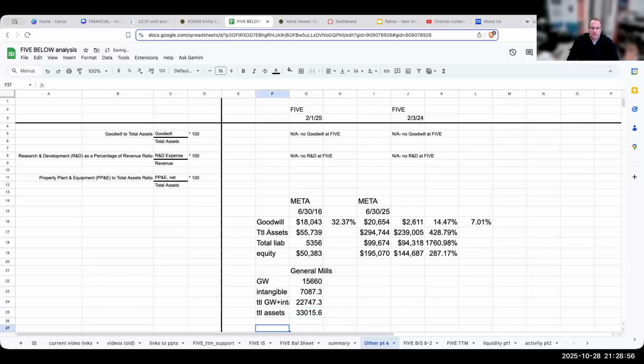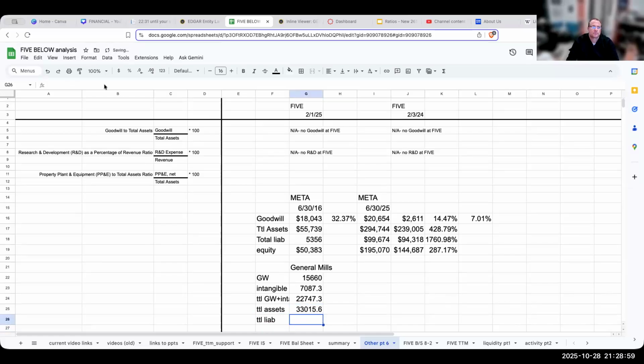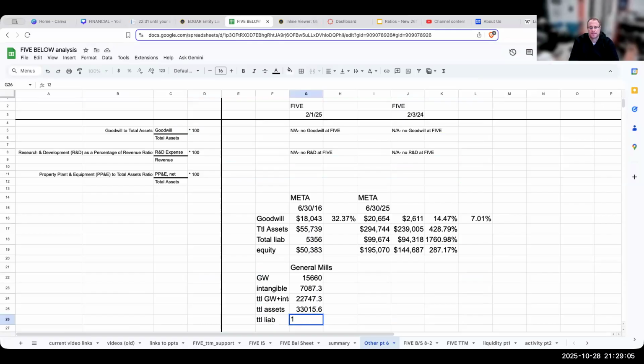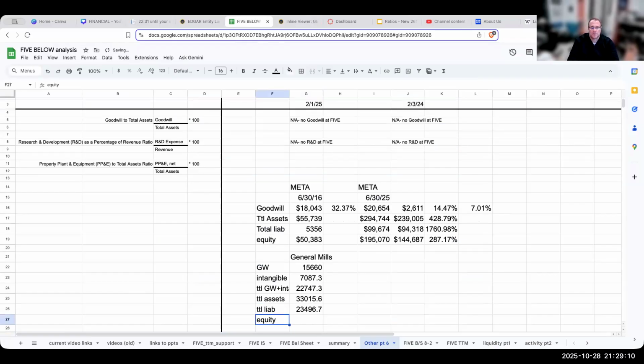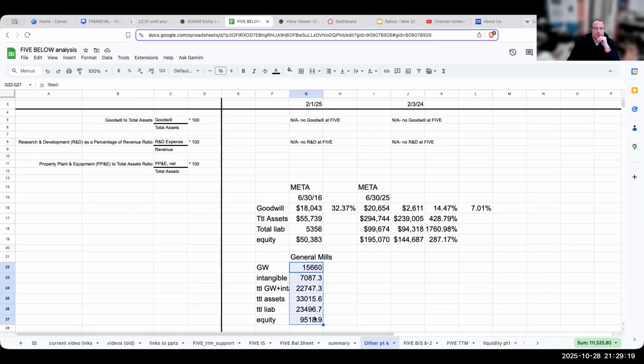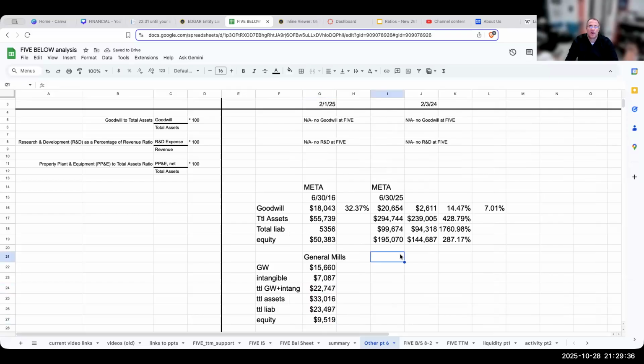Okay. So my total liability is 23,496.7. So it means my equity is going to be around 9.5 billion. Okay. So the first thing you notice over here with General Mills is that if the goodwill were to be written off, which is, it has to be impaired. And I'm not saying that General Mills' goodwill is going to be impaired. But if it was, that would completely wipe out the equity.